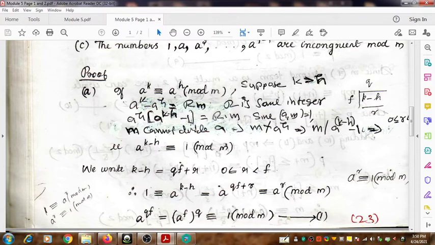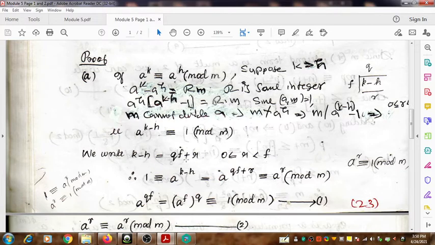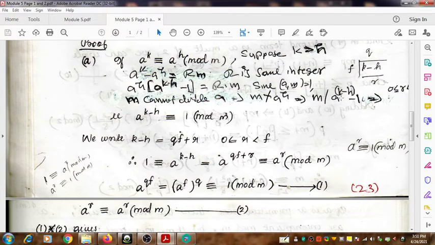Since m can divide this product and m cannot divide a^h, then m must divide a^(k-h) - 1. That quantity must be divisible by m. So m divides a^(k-h) - 1, and that implies that a^(k-h) is congruent to 1 mod m. By rewriting this as a congruence relation, you get that a^(k-h) is congruent to 1 mod m.